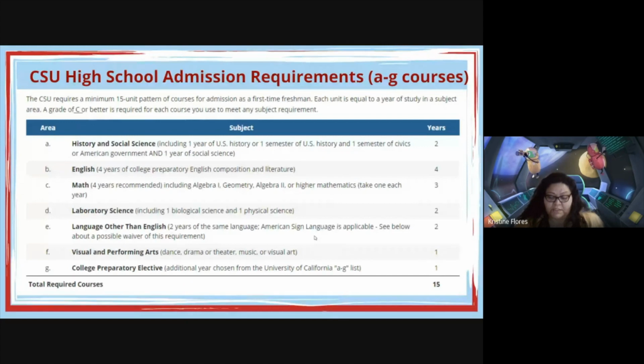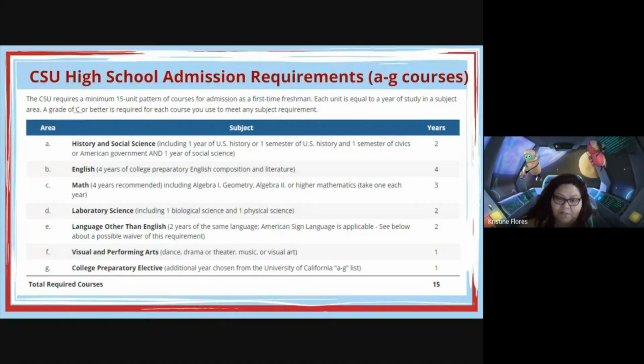Okay, so CSU high school admission requirements. To be eligible for the CSU system, you need to have completed 15 courses and have received a C or better in each of these courses. History and social science includes 1 year of U.S. history, 1 semester of civics and government, and 1 semester of economics. English, 4 years. We all are taking 4 years of English. Math, 3 years are required for graduation, but 4 years are recommended for the CSU system.